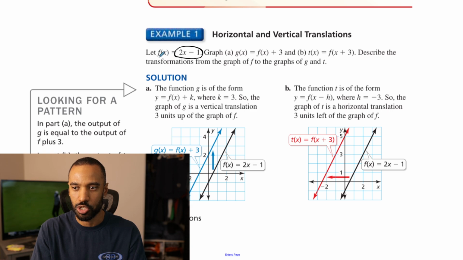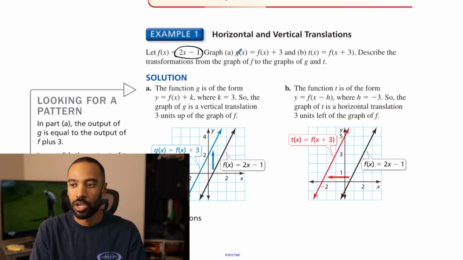Graph a new function g of x. You can see how function notation is being utilized. This is y equals this and y equals that, but we're saying they're two different y values. Graph a new y value, g of x equals f of x plus 3, and t of x, there's another new one, equals f of, in parentheses, x plus 3. Describe the transformations from the graph of f to the graphs of g and t. Now, we actually have to graph these.